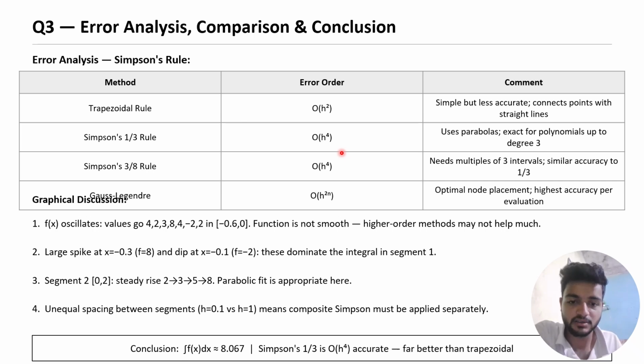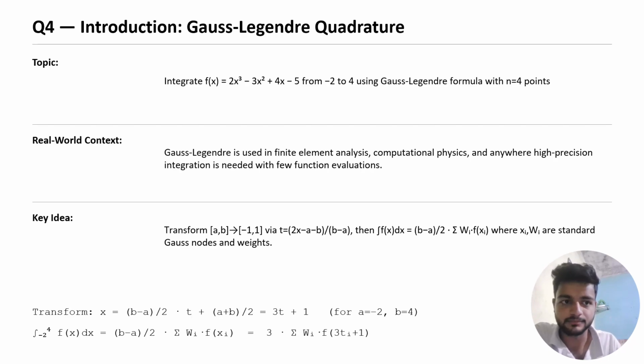0.620. Function is not smooth. Higher order methods may not help much. Large spike. Segment 2, steady 2, 3, 5, 8, a parabolic fit is appropriate here. Unequal spacing between segments means composite Simpson must be applied separately. It is far better than trapezoidal.